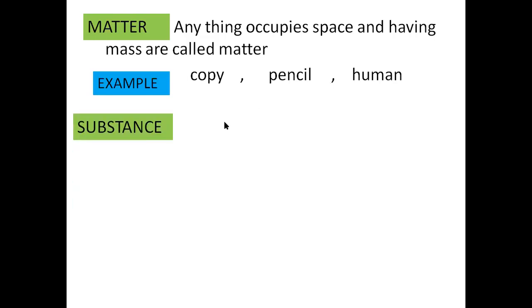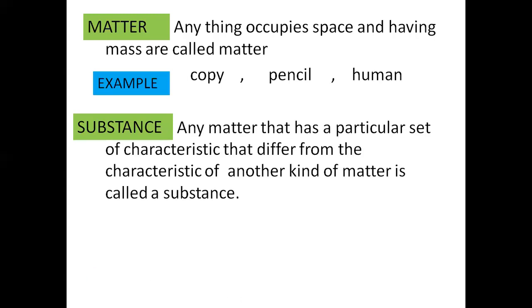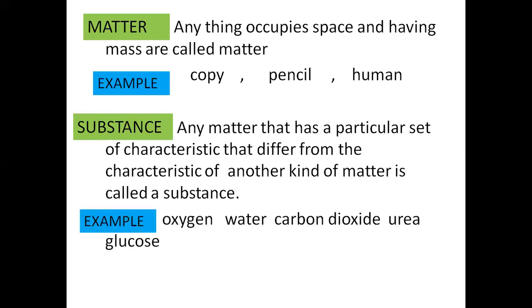Now we come to another important definition, that is the substance. Let's see what the substance is. Any matter that has a particular set of characteristics that differ from the characteristics of another kind of matter is called a substance. Let's see the examples of substances. We have lots of examples, for example, oxygen, water, carbon dioxide, urea, and glucose. Why are they substances? Because the characteristic of oxygen is totally different from water. The characteristic of water is different from carbon dioxide, and the characteristic of urea is different from glucose or oxygen.